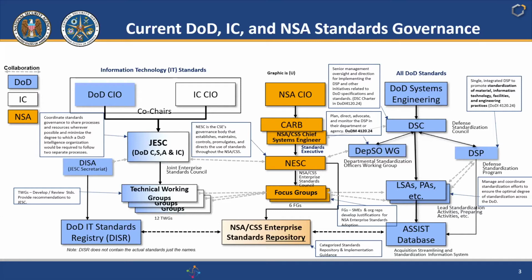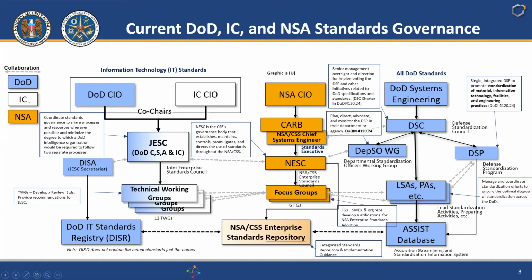What we do is work with technical experts, which you see called out as focus groups, to make sure that the standard is sound, similar to the way the TWIGs work. The standards are sound, and there's something that we can indeed implement. So they do their work, and we do a recommendation to the NESC. The NESC sends it off to either the chief systems engineer or to the CARB for approval. And the standards, once they're approved, go into the NSA/CSS Enterprise Standards Repository.